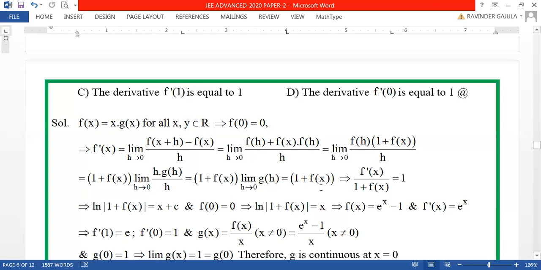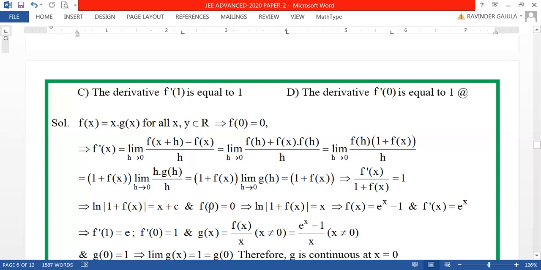Now what can you write? f dash x by 1 plus f of x equals 1. Now taking integration on both sides. So this is the derivative of log of mod of 1 plus f of x, equal to x plus c, and f of 0 equals 0 here. So substituting that, c equals 0 only, because f of 0 equals 0.